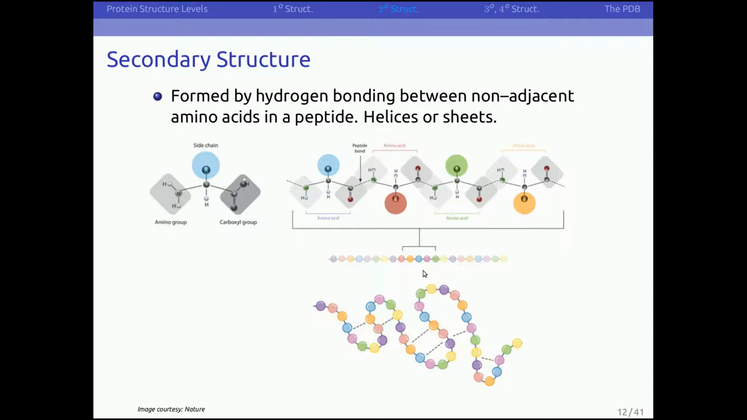And what that does is you start getting hydrogen bonding between non-adjacent amino acids. So remember, these are the peptide bonds, and the dashed lines here are the hydrogen bonds between non-adjacent amino acids. And you start getting some kind of a pattern that is not just random, it is more rigid, it is held together by this hydrogen bonding. Okay?